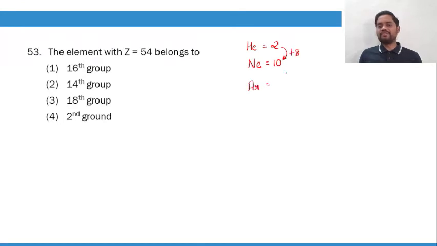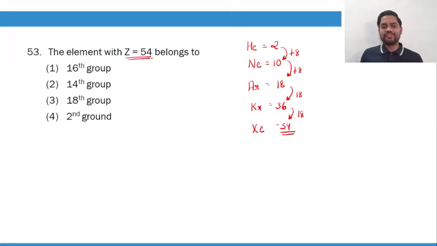These are all magic numbers. Again you have to add 8, so it becomes 18. Then comes krypton. Again how much do you have to add? 8. Now you have to add 18, that becomes 36. Then comes xenon. Again you have to add 18. Clear? If I add 18 to 36, we directly get 54. The answer is directly getting 54.